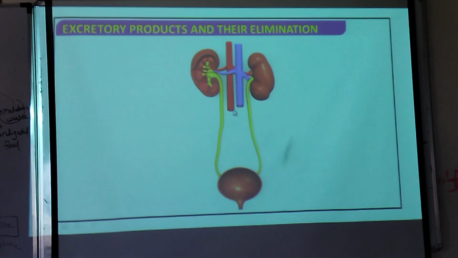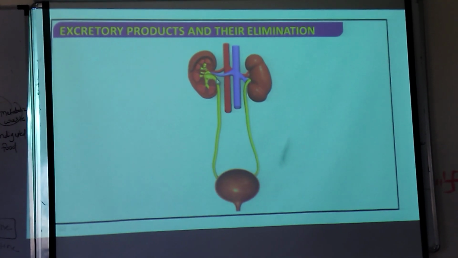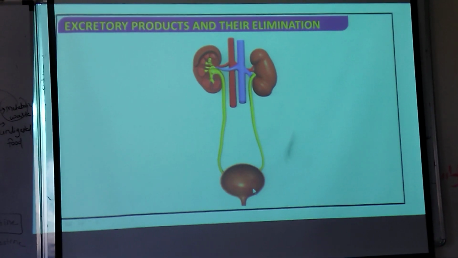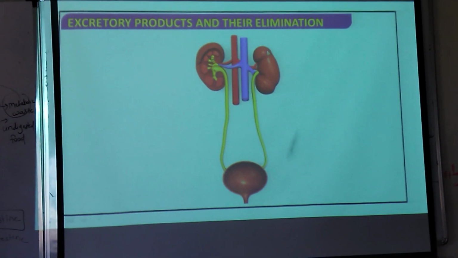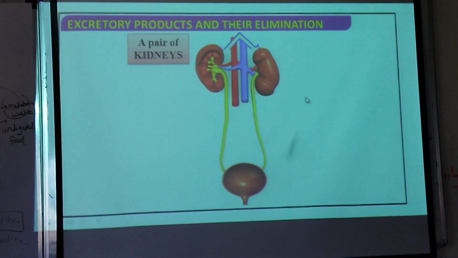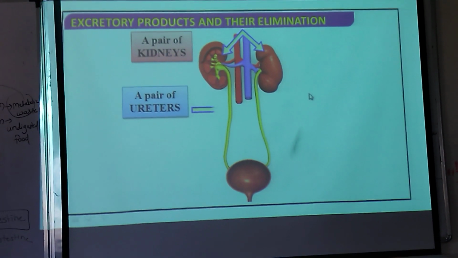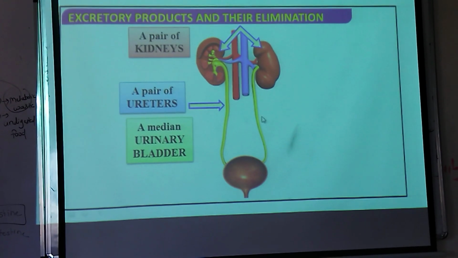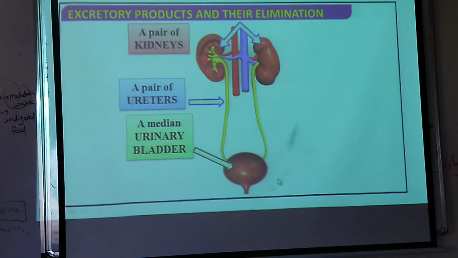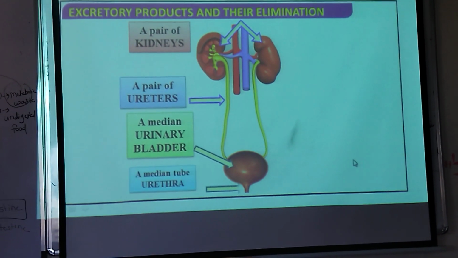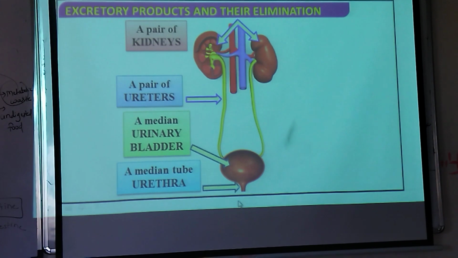So in detail, this is the kidney. These are the two kidneys. These are the ureters. This is the urinary bladder, and this is the urethra. It is a paired organ, it will have two in numbers. So there are paired ureters, two ureters. One urinary bladder is there, and one urinary opening or urethra is there.